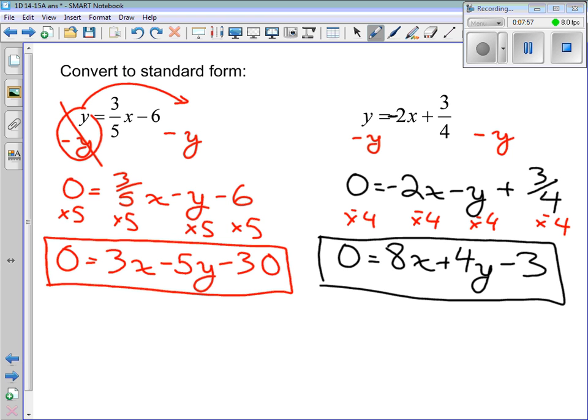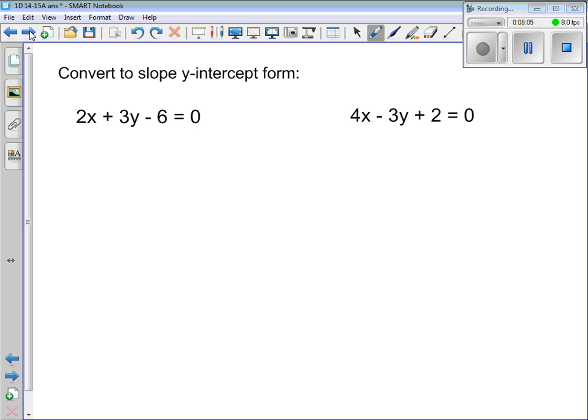Okay. So we're halfway there. We know how to take something in y equals mx plus b form, convert it into standard form. What if we want to go the other way? Here we have two equations that are in standard form. We want to put them into slope y-intercept form. Again, you've got the two instructions listed on the right side of your page.